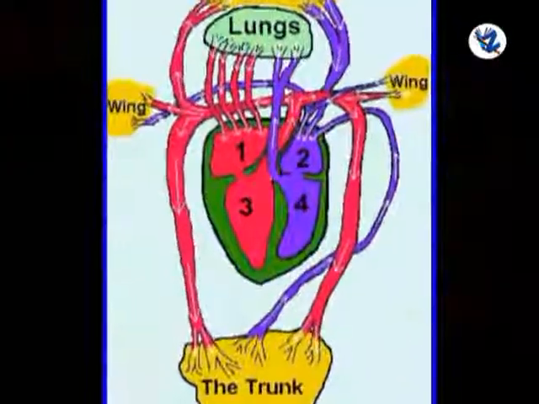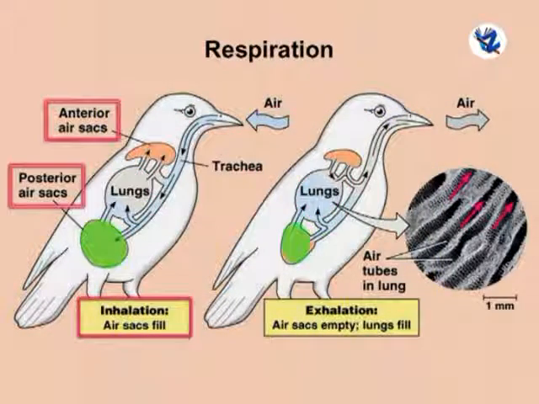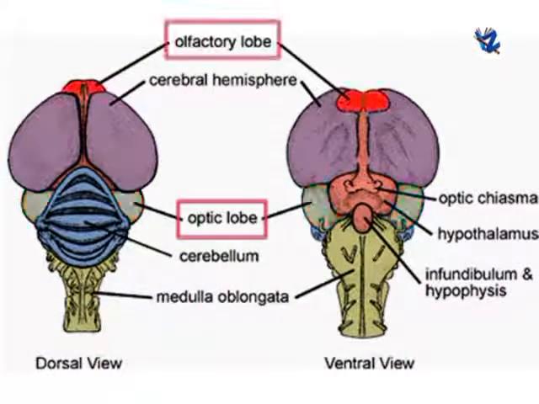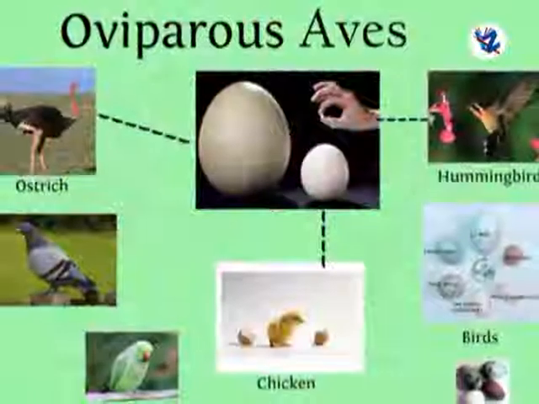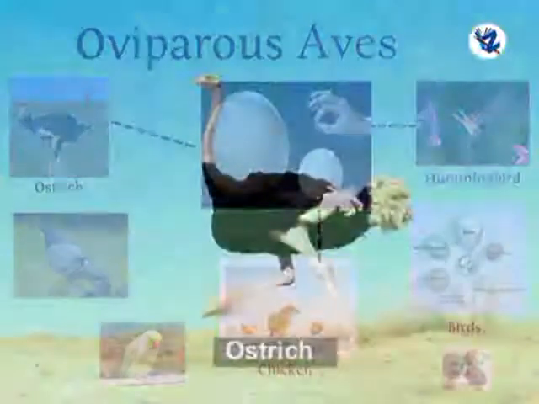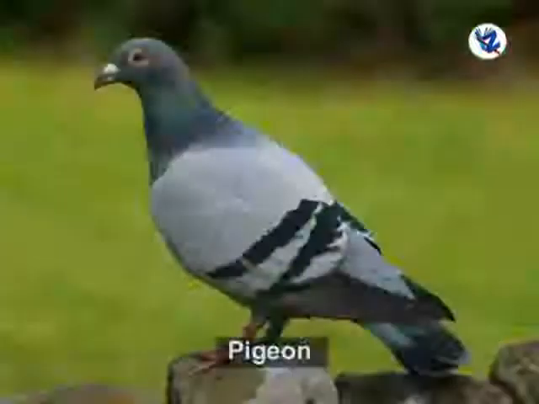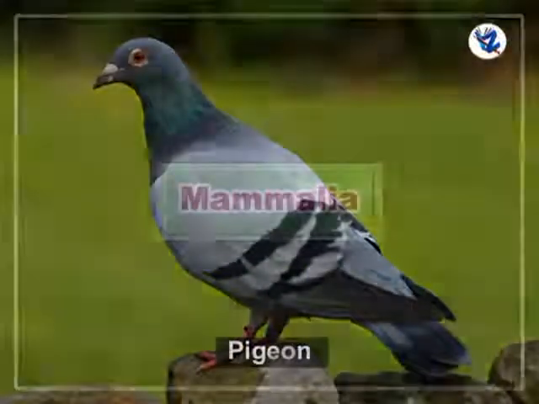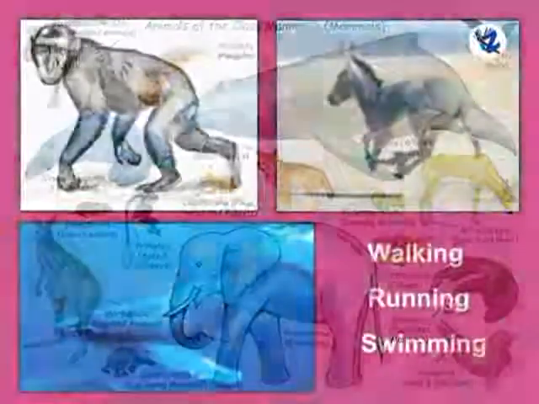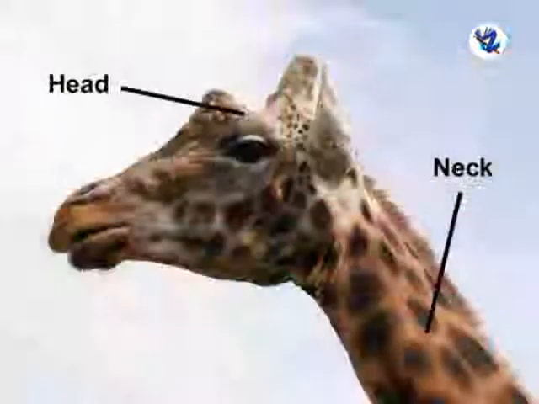The heart is 4-chambered and respiration by lungs aided with air sacs. Nervous system has optic lobes developed more than the olfactory lobes. Reproduction oviparous. Example, ostrich, kiwi, parrot, pigeon, etc. Then Mammalia, mostly terrestrial. Locomotion by walking, running and swimming.